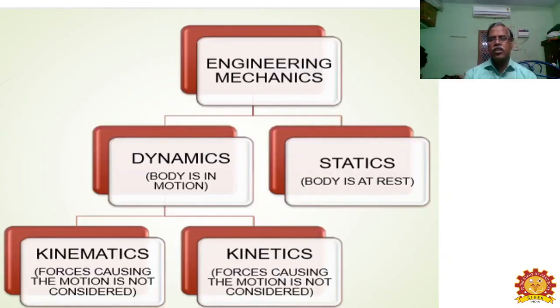Now let us go for the classification of engineering mechanics. As I told you, engineering mechanics is classified into dynamics and statics. Dynamics deals with the body which is in motion, and statics is the topic which deals with the body at rest. In both cases, we are going to deal with this topic. Once again, the dynamics of the body in motion is classified into two types: kinematics and kinetics. Let us see one by one what we mean by dynamics, statics, kinetics, and kinematics.